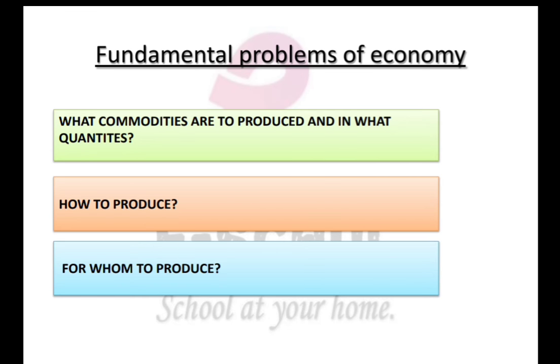Now, in a capitalist economic system, prices of factors of production are determined in the market by the forces of demand and supply. Hence, the question of for whom to produce is also settled by the market forces. On the other hand, if it is a socialist economic system, the problem of income distribution is solved by the central planning authority.